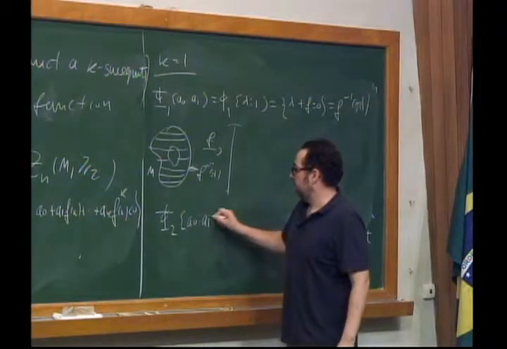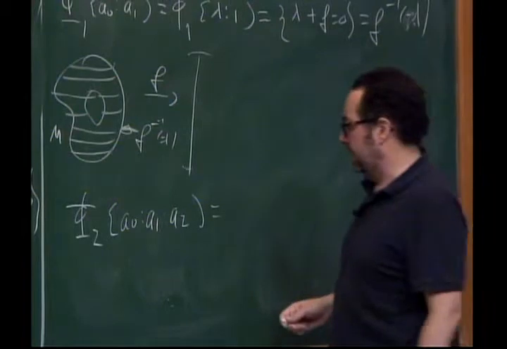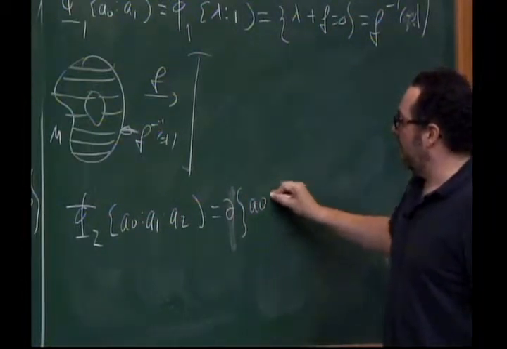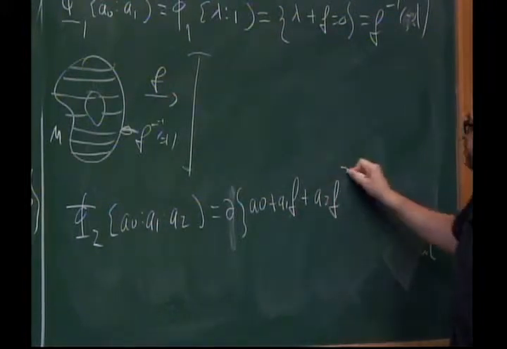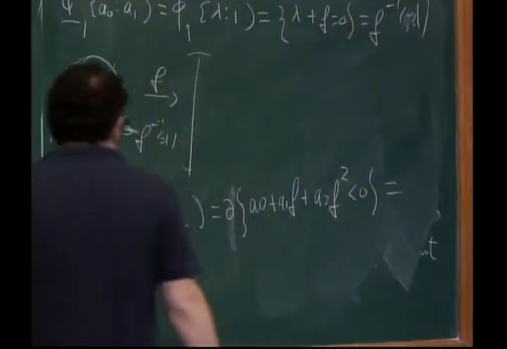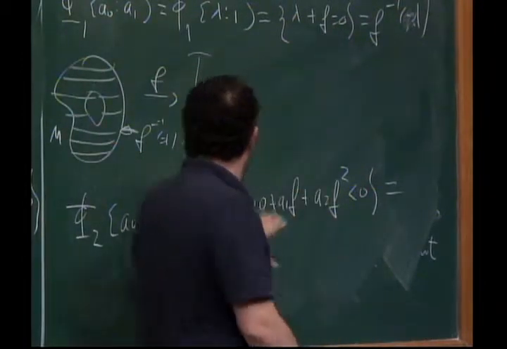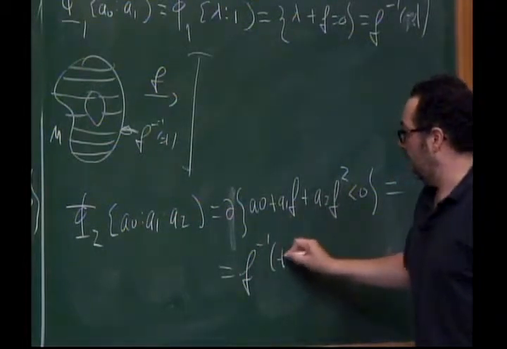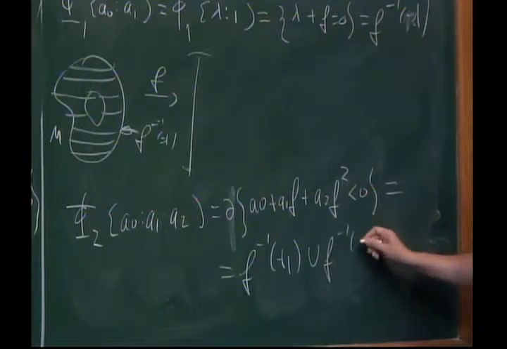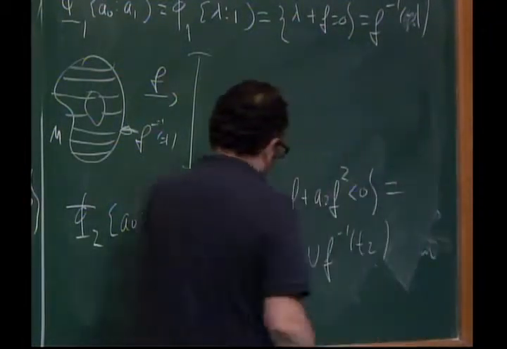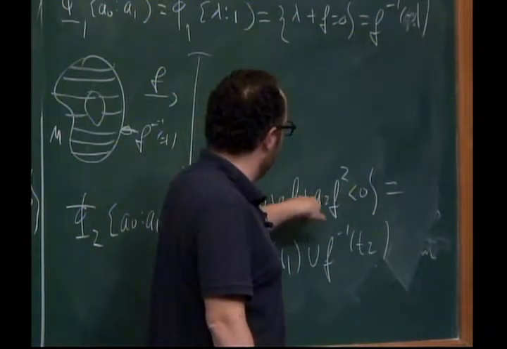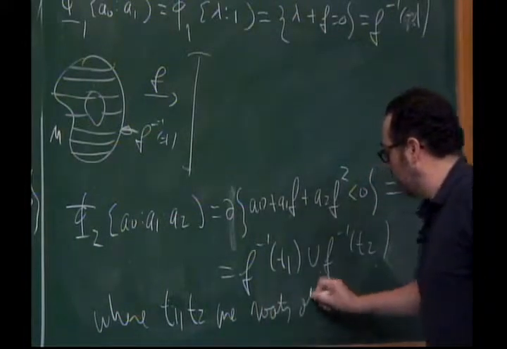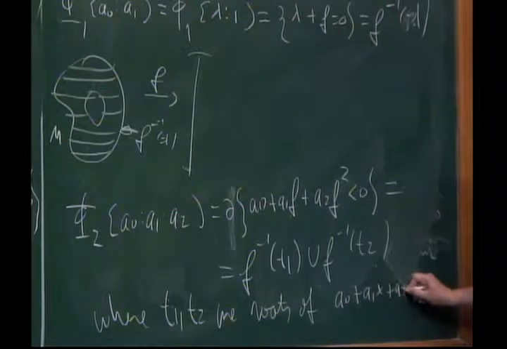Now if I do this one, the definition is that this is the zero set of a_0 plus a_1 f plus a_2 f squared. And so for certain values of these coefficients, I can decompose this into a two-level surface. This will be the inverse image of one level surface union with the other level surface, where t_1 and t_2 are the roots of the polynomial a_0 plus a_1 x plus a_2 x squared.